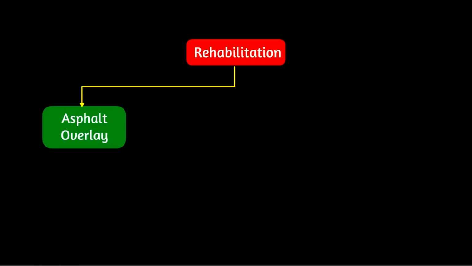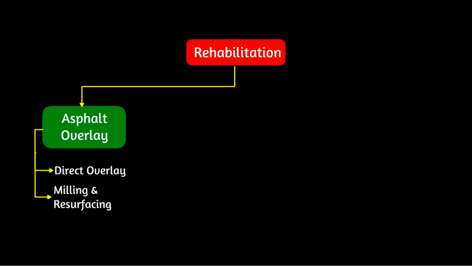Key road rehabilitation methods. There are 4 main types of road rehabilitation techniques. The first method is asphalt overlay, which is used to restore the road surface without complete reconstruction. It is further classified into 2 types: 1. Direct laying. 2. Milling and resurfacing.